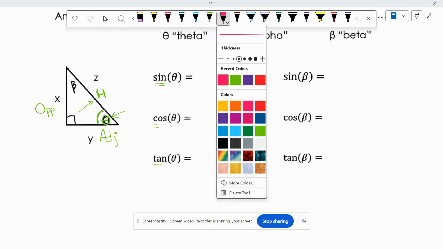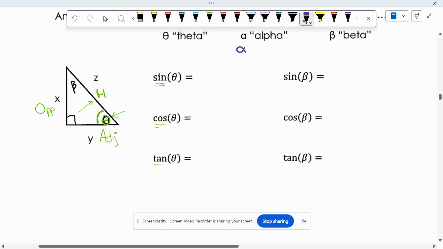But what if I looked at it from a different perspective? What if I looked at it from the angle at the top, which is angle beta? Okay. So is the hypotenuse still h? Well, yeah, your hypotenuse doesn't change. It's always going to be in the same spot. But now y is opposite of beta, and x is the side that's adjacent to beta.